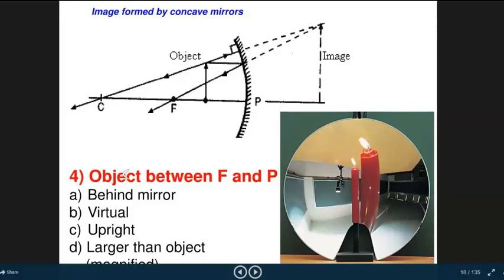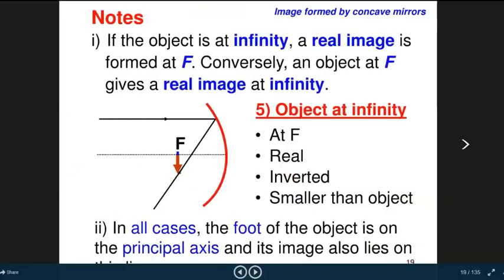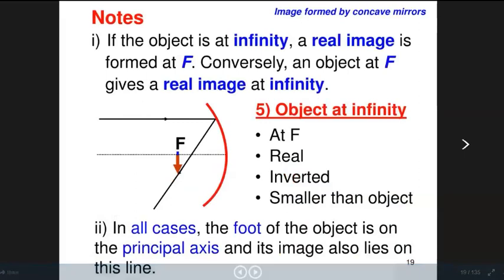Now try to understand. Location of the image is behind the mirror. Nature of the image is virtual and upright with respect to the object and larger than that of the object. So now the fifth case is when the object is placed at infinity or when the object is placed at focus.